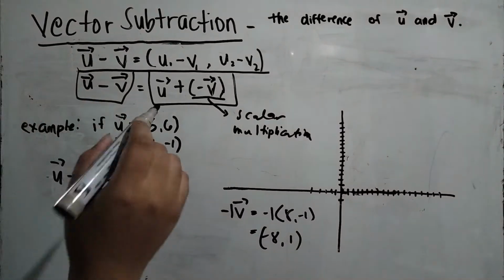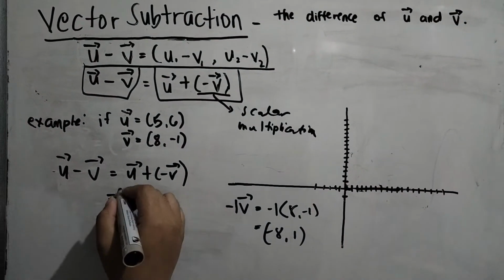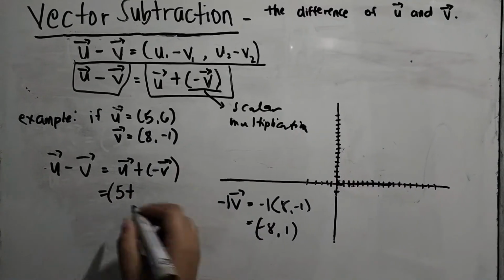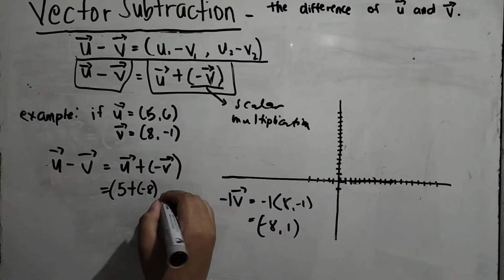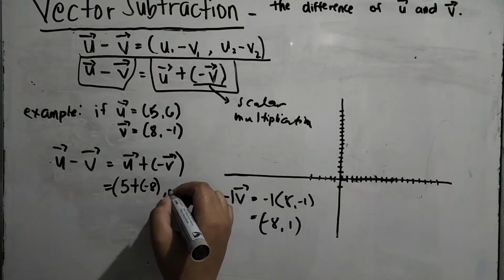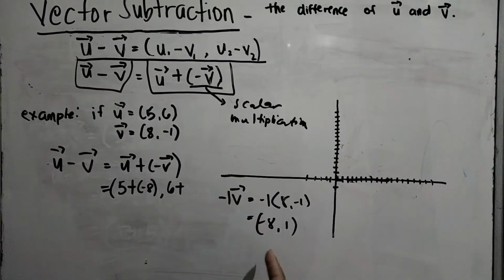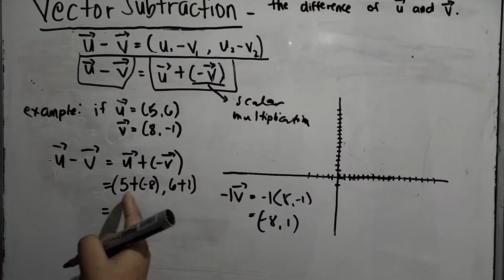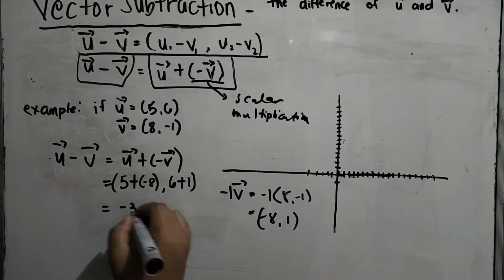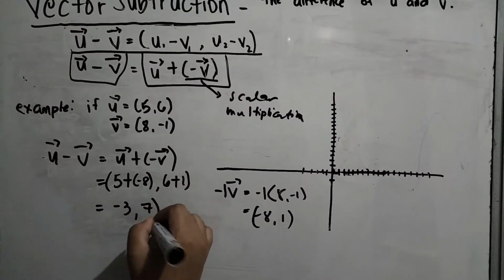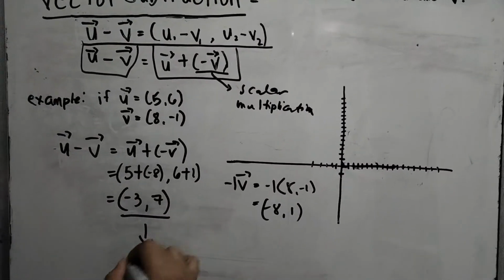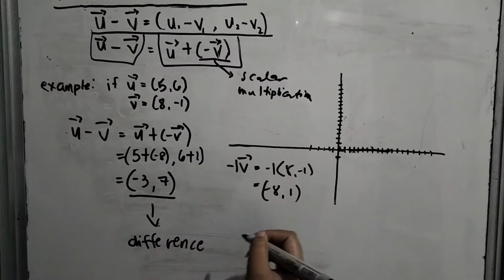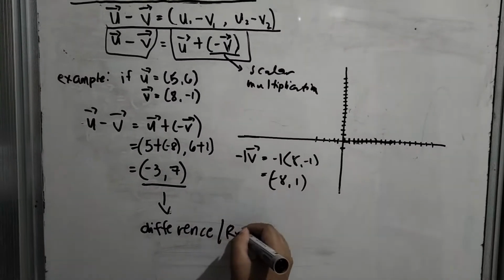So, substitute natin yan. u sub 1 is 5 plus v sub 1 is negative 8 and u sub 2 is 6 plus v sub 2 is 1 equals 5 plus negative 8 is negative 3 and 6 plus 1 is 7. So, ito ngayon ang ating difference ng u sub v and u sub u or the resultants.